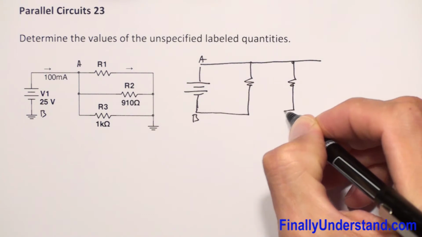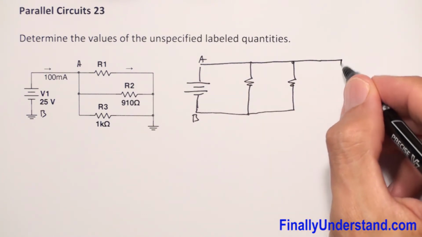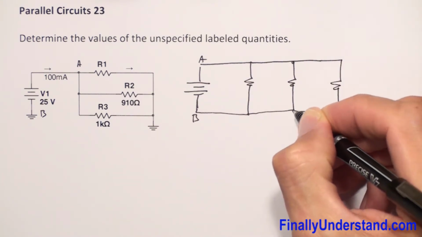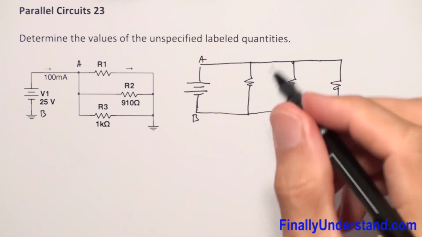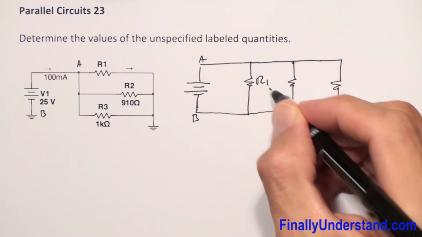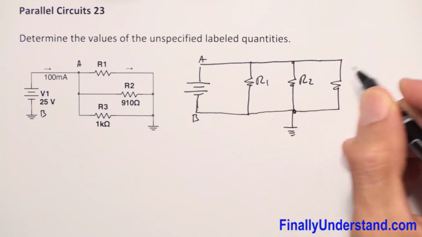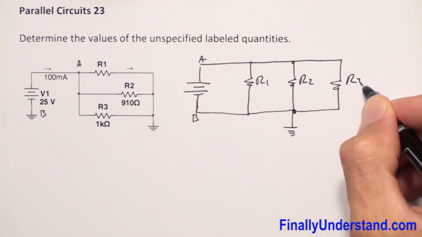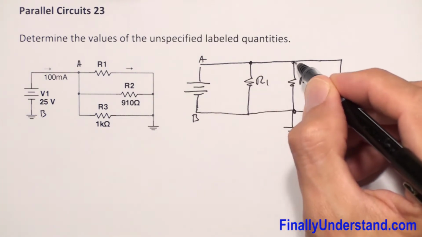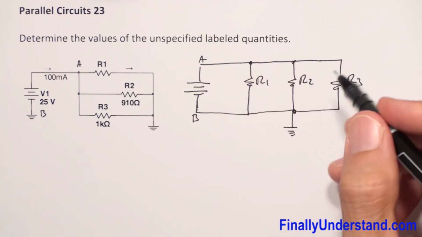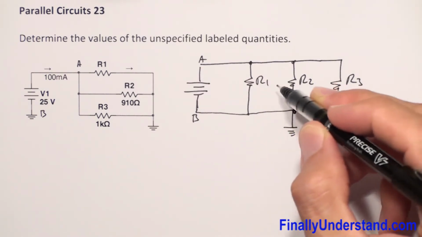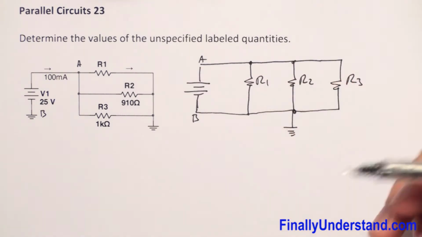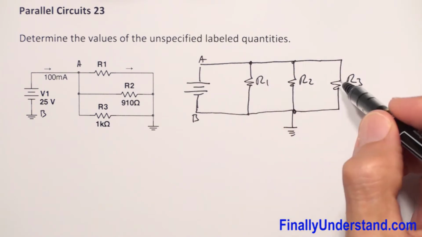So I got this. We have R1, R2, R3. Okay, so as you can see, all of them right now look like they are in parallel. They are in parallel.